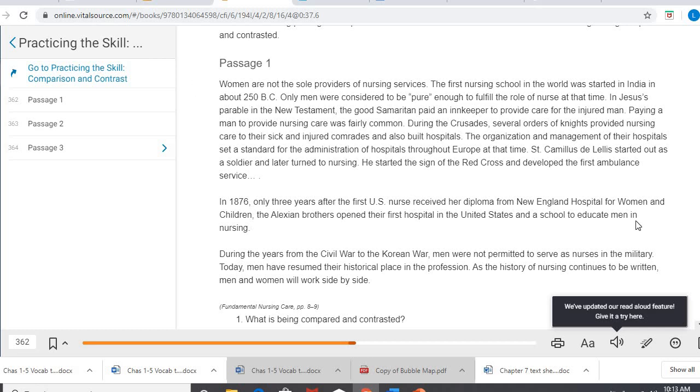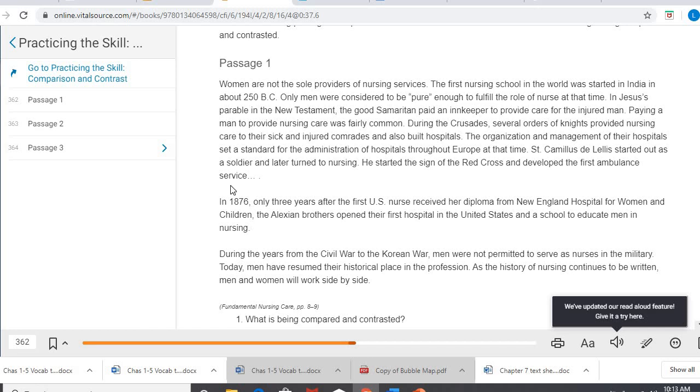I'll just read it real quickly. Women are not the sole providers of nursing services. The first nursing school in the world was started in India in about 250 BC. Only men were considered to be pure enough to fulfill the role of nurse at that time. In Jesus' parable in the New Testament, the Good Samaritan paid an innkeeper to provide care for the injured man. Paying a man to provide nursing care was fairly common. During the Crusades, several orders of knights provided nursing care to their sick and injured comrades and also built hospitals. The organization and management of their hospitals set a standard for the administration of hospitals throughout Europe at that time. St. Camillus de Lellis started out as a soldier and later turned to nursing. He started the sign of the Red Cross and developed the first ambulance service.